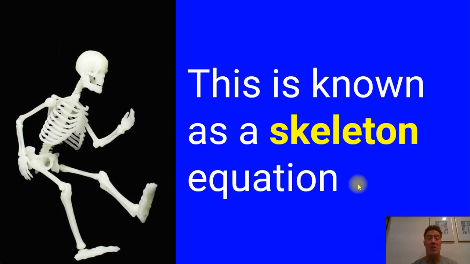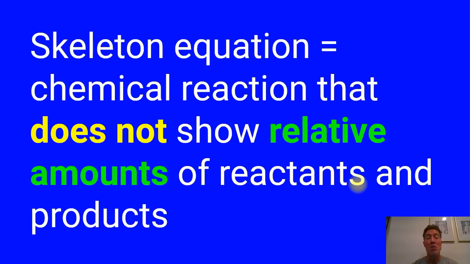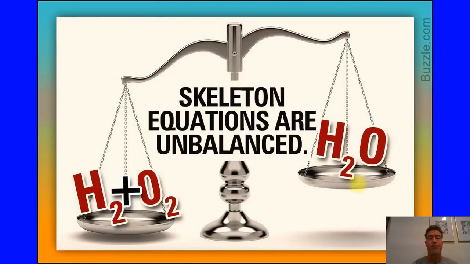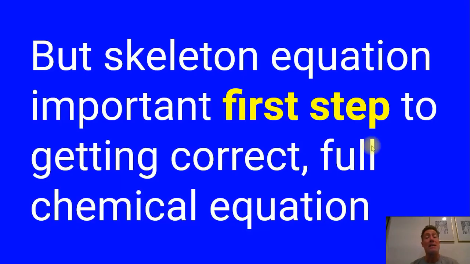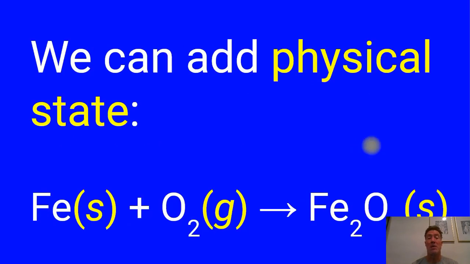This is known as a skeleton equation. It represents the bones of the chemical reaction, but doesn't show the relative amounts of the products and reactants. It just says, hey, we have some iron reacting with some oxygen to produce iron oxide. So that's the hallmark of a skeleton equation. They are unbalanced. So if we combine, let's say, hydrogen and oxygen to make water, as you can see here, the hydrogens are balanced 2 and 2, but you have 2 oxygen here, only 1 here. That's not balanced. But skeleton equations are an important first step to getting the correct full balanced chemical equation.